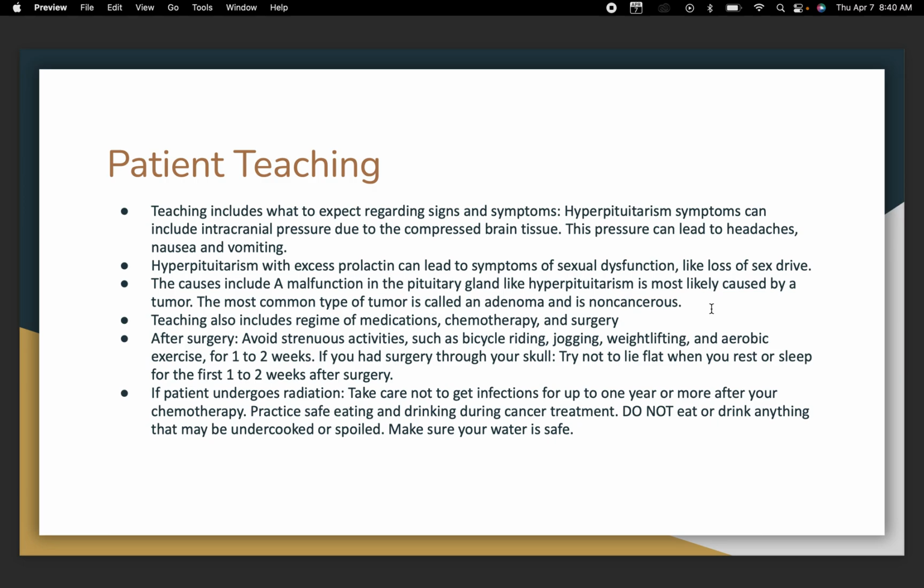After surgery, we're going to avoid strenuous activities such as bicycle riding, jogging, weightlifting, and aerobic exercise for 1 to 2 weeks. If they had surgery through their skull and not through their nose or lip, try not to lie flat when they rest for 1 to 2 weeks.